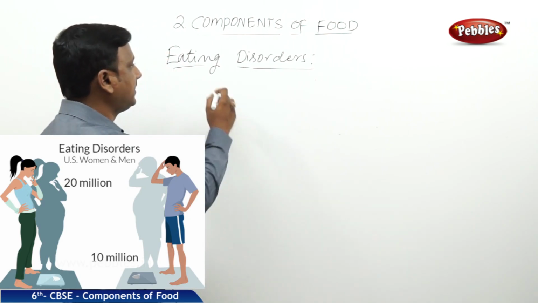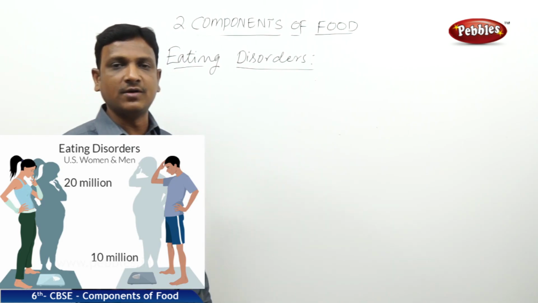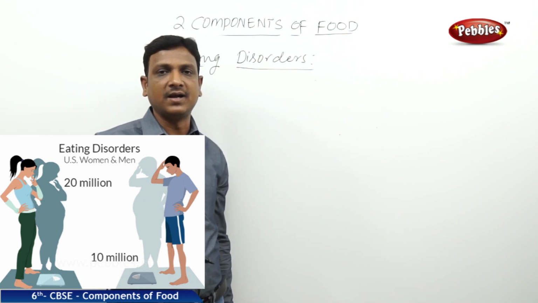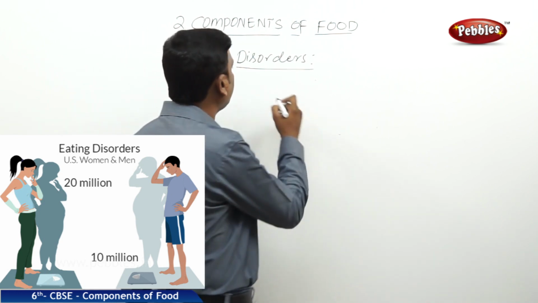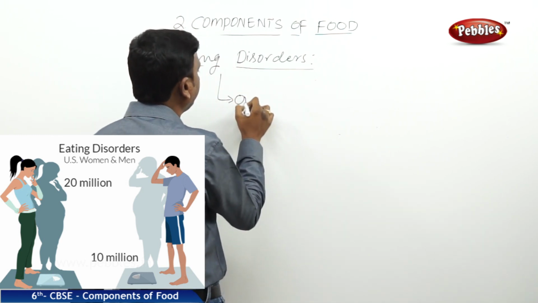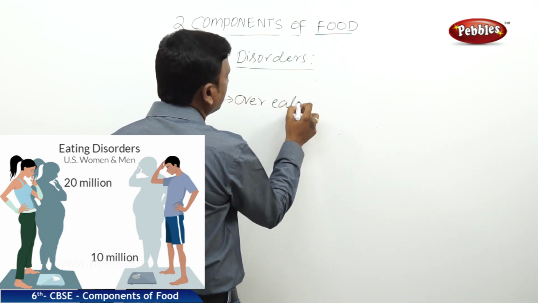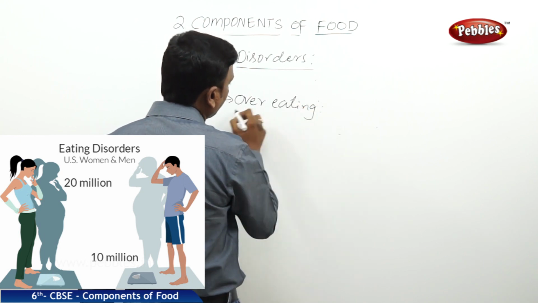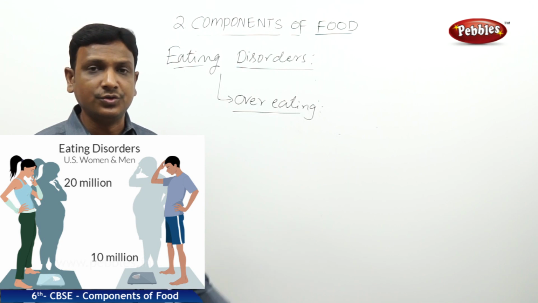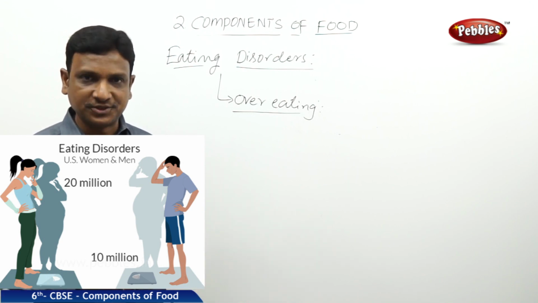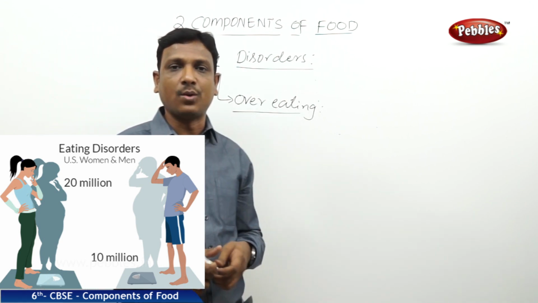So now let us see the eating disorders. If the food is not taken properly, it leads to some kind of health problems which are called disorders. Here, if the food is taken in excess quantity, overeating, it leads to a problem. So we should not eat too much. We should eat only how much is required.